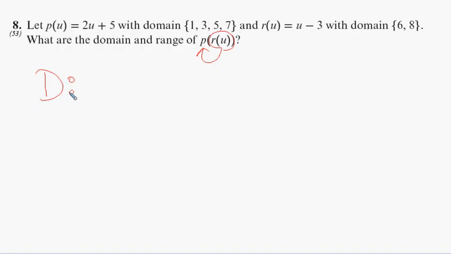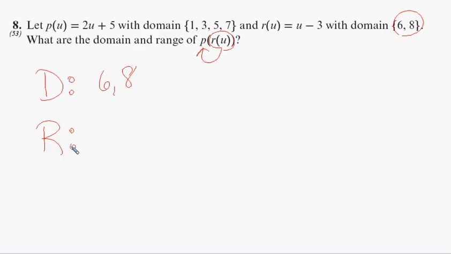So even though the domain for P was 1, 3, 5, and 7, because we're taking the R function and plugging it into the P function, we can only use these values, okay? So the domain for the composite function is 6, 8. Now what is the range? Well, in order to find the range of values, that basically is saying find the y values, right?